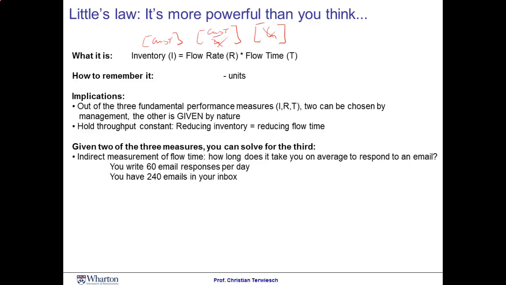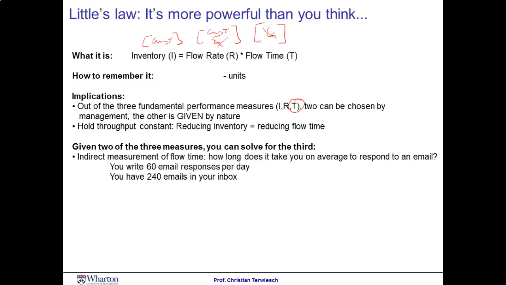The second thing that we do with Little's Law is oftentimes we find that we might know two of the performance measures in a process, but it's hard to observe the third one. Little's Law can help us with two given performance measures to compute the third one. Now typically in a process, flow rate and inventory are relatively easy to observe. Flow time, in contrast, is not. Let me give you an example.